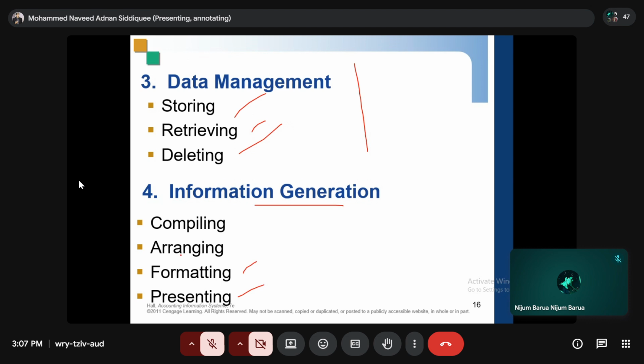You can compile according to the categories: juice, ice cream, etc. You can arrange the data according to your information needs, how you want to present the data to the stakeholders who are inside and outside the company. So you can generate information and present the information using different techniques.